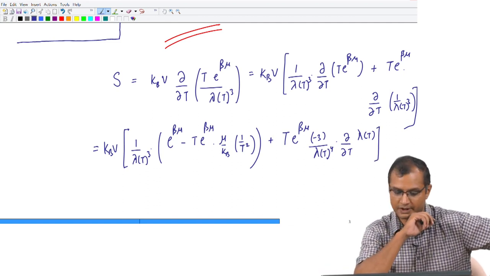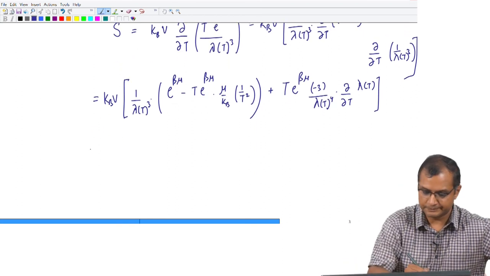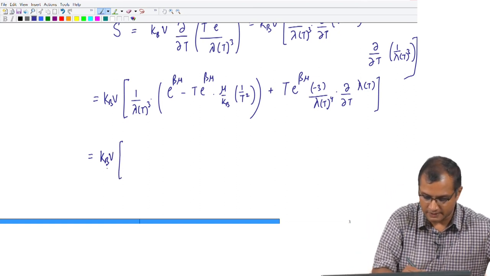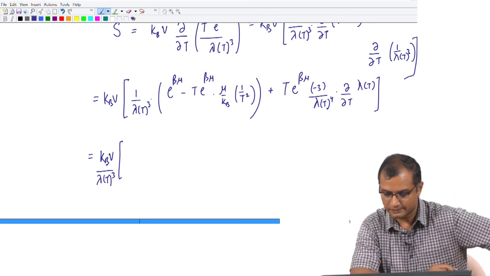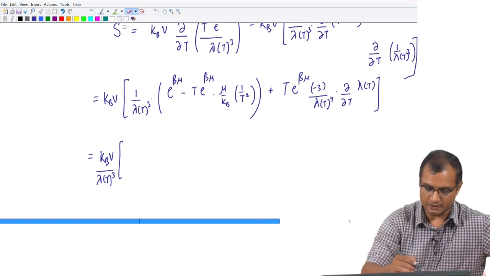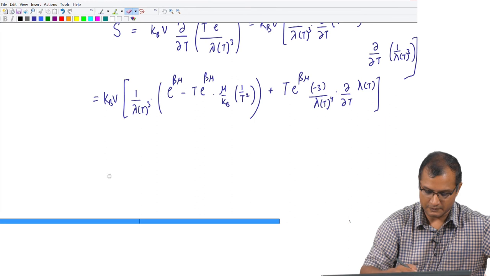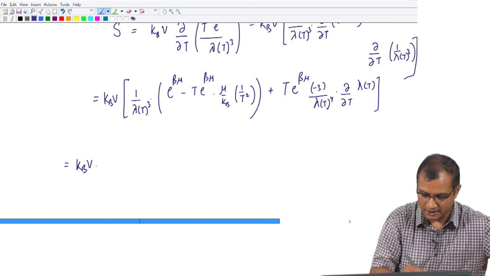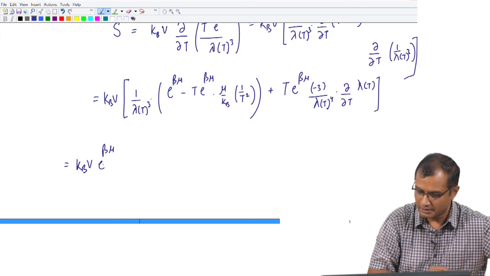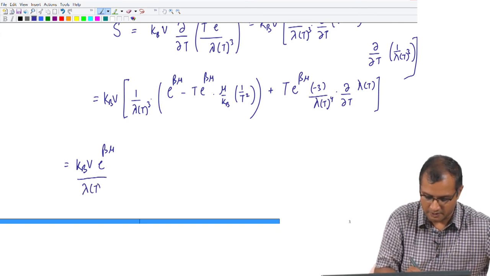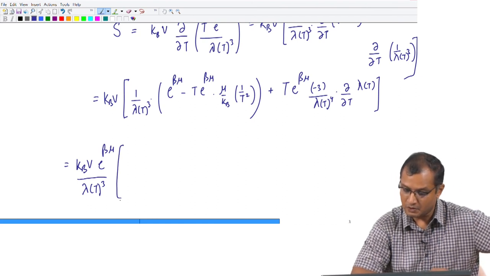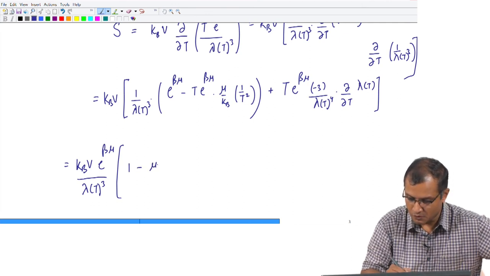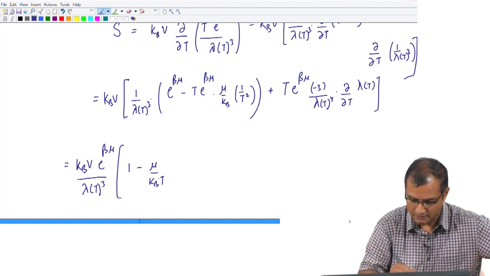Fine. So, this is then, so what I will take out is basically lambda T to the power 3 outside. In fact, I can take quite a few things outside. I can take e raised to beta mu outside everywhere, and I can also take lambda T to the power 3 outside. So, what I get in the first term is basically just 1 minus mu over kT.